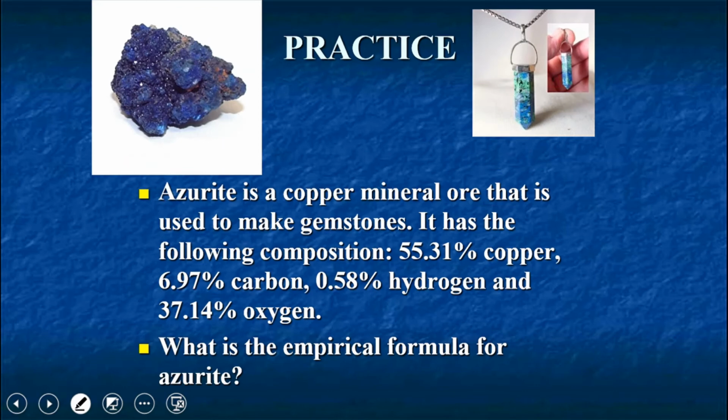Now, we're going to do a practice exercise with another copper-containing mineral. This is azurite, which, as you can see, is used for making gemstones. And let's say that we have a way of analyzing its composition, and we find out that it has that percent composition shown in there. What is the empirical formula for azurite? We are going to do this exercise on paper because I'm going to show you something that's going to come up and a decision we're going to have to make as we analyze this composition. Okay, we'll be back to our slideshow in a moment.